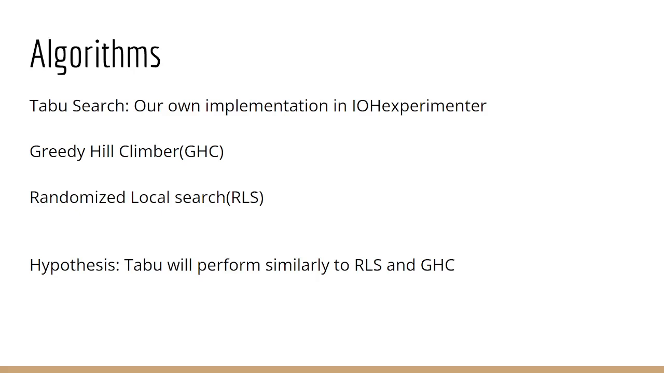Now onto the actual algorithms. The first algorithm that we have is the Taboo Search, which is arguably the most important, as it's the algorithm of our own implementation used in IOH Experimenter. The way it works is, given a starting solution, it generates a neighborhood of solutions around it, and then searches through the neighborhood and keeps track of the best performing solution and places the previously selected solutions in a taboo list as to not retest them.